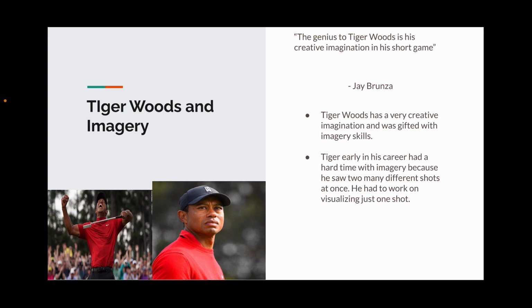Early in his career, he had a hard time with imagery because he saw too many different shots at once. He saw too many movie scenes in his mind, when he only really needed one shot. He saw multiple shots at the same time, and it took him a while. He had a hard time visualizing just that one shot.